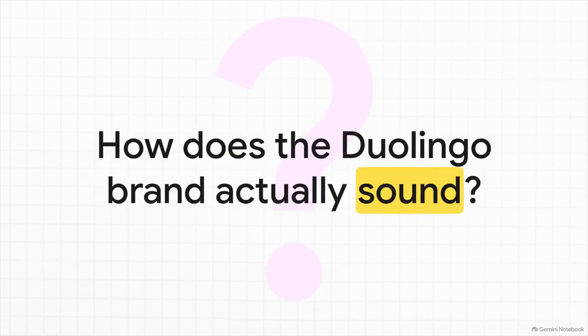All right, so we've mastered the look and feel, the iconic greens, the rounded edges, the warm pastels. But that begs the question, how does the Duolingo brand actually sound? How on earth do you design the actual language of a language learning app?